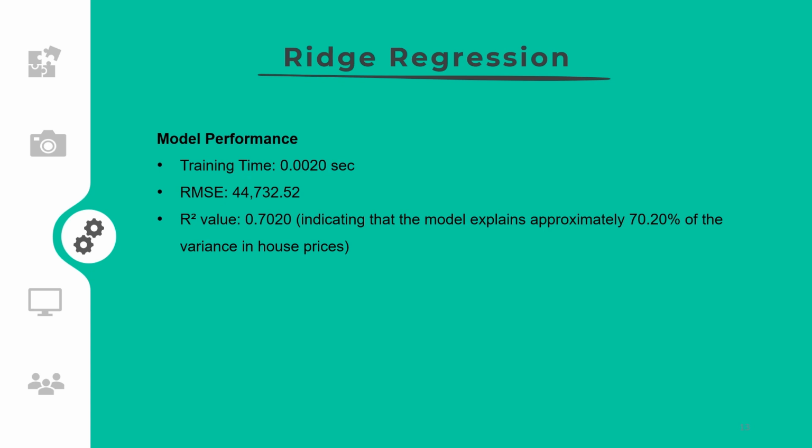And here are the metrics of model performance on our ridge regression algorithm. The training time that this algorithm took is 0.0020 seconds, the root mean square error value is 44,732.52, and the R square that we have obtained is 0.7020. This R square value indicates that the model explains 70% of the variance in the house prices.